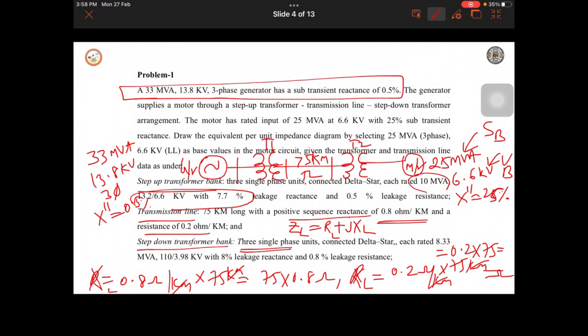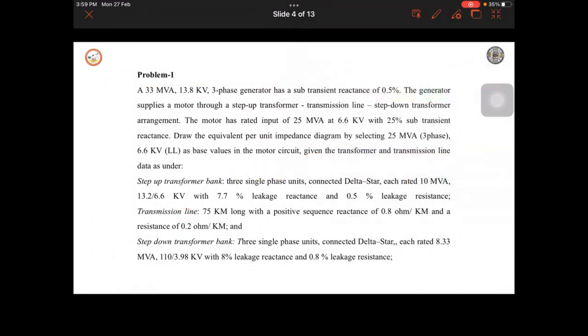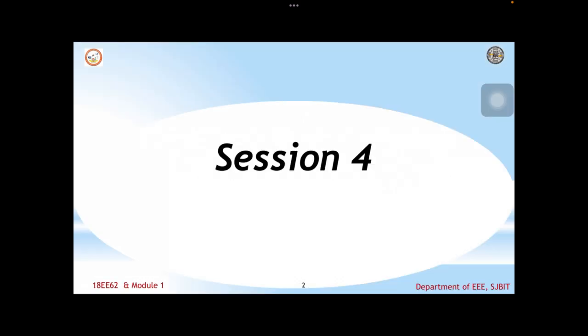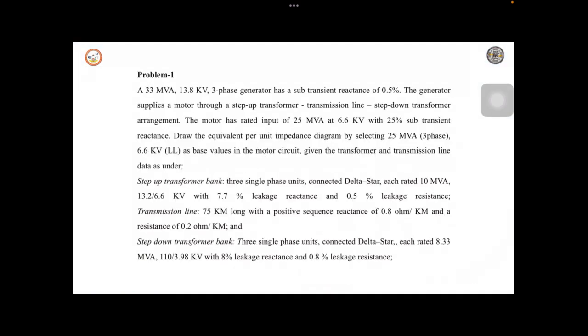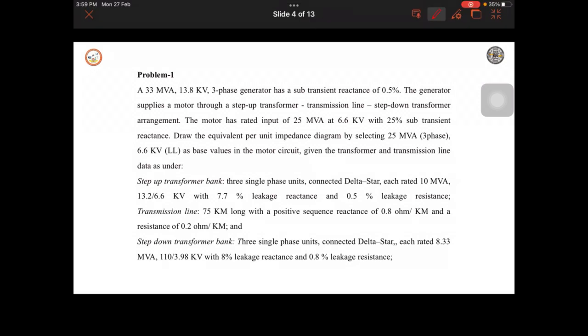Like transformer 1, the step-up transformer, it is 3 single phase units connected in delta. So I will tell you how to do this. Here the step-up transformer is there. How is it? The three phase rating I should write. It is star delta, delta star. Each is 10 MVA, and it is clearly given 0.5 reactance. Three single phase units are connected in delta star.